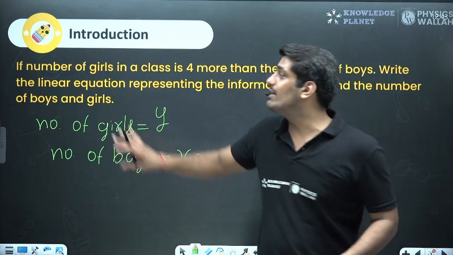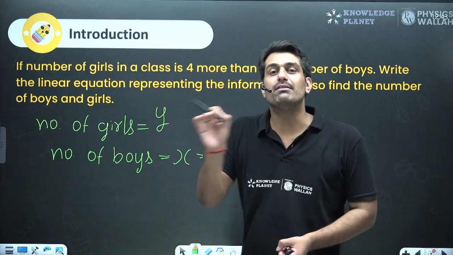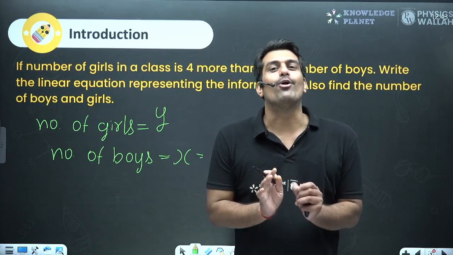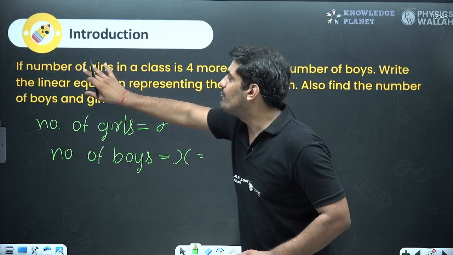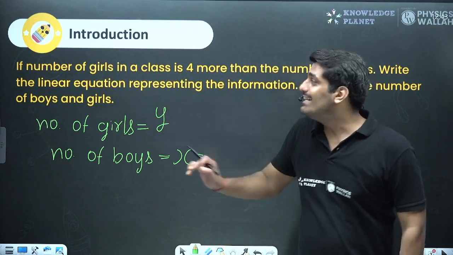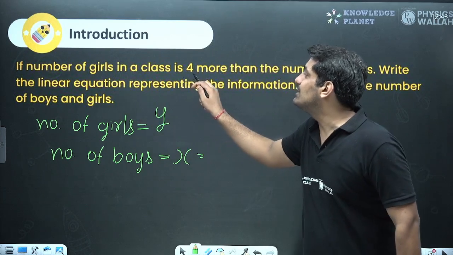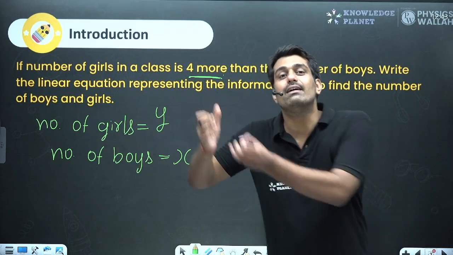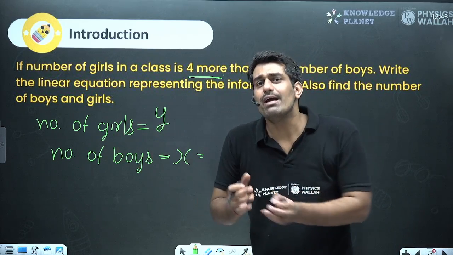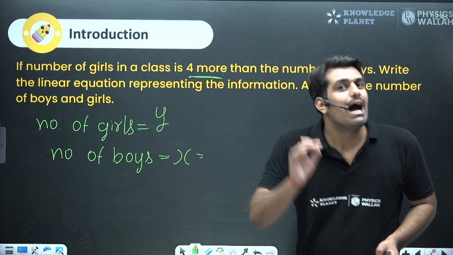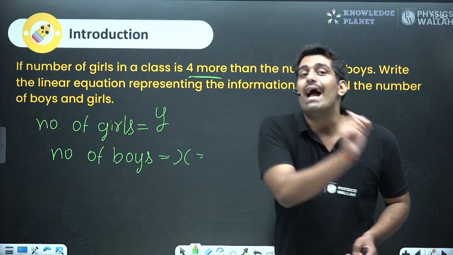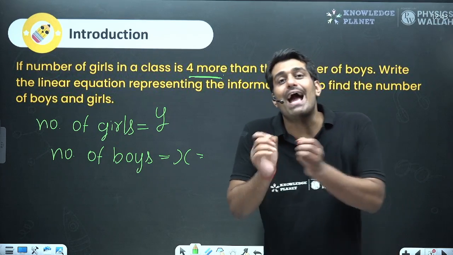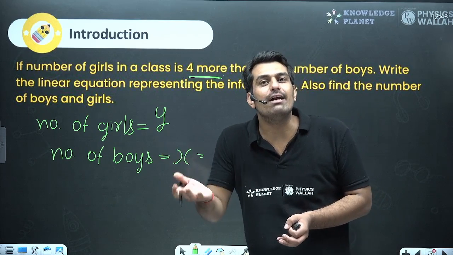Because when you have to convert an English statement into mathematical form, you should be very thorough. Who is greater? Number of girls or number of boys? Clearly mentioned, the number of girls in the class is 4 more. Girls are more, so definitely girls is the greater quantity. So if I want to form an equation, I should be very clear where I should be adding 4. Because if I add 4 to the higher quantity, it becomes more.